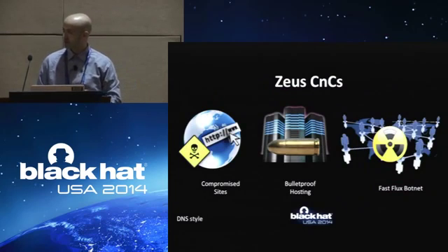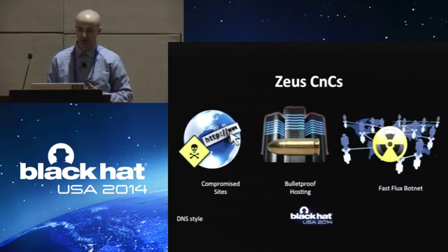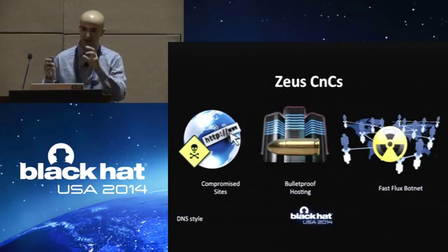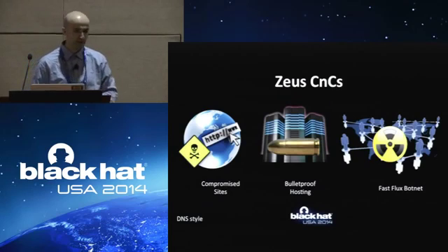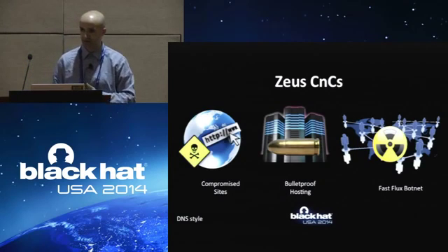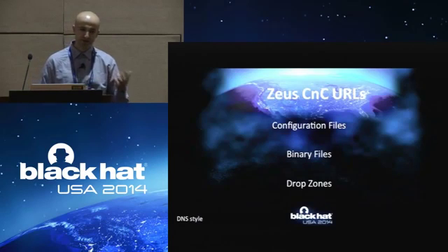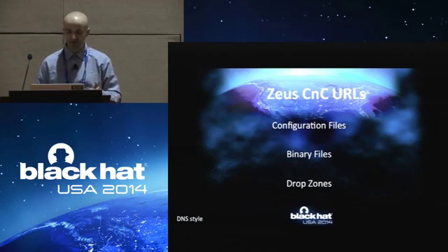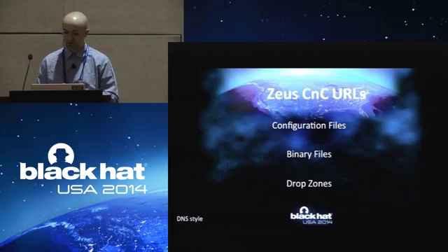The other thing we have to know is that Zeus, the malware, needs to phone back to CNCs, like we said. And these CNC domains are mainly hosted on three types of infrastructures: either compromised sites, bulletproof hosting, or fast-flux botnets. We're talking today about the fast-flux botnet piece. The other thing is that these domains will serve three types of URLs: config file URLs, binary file URLs, or drop zone URLs.